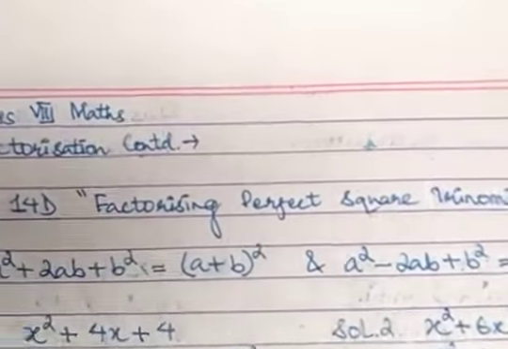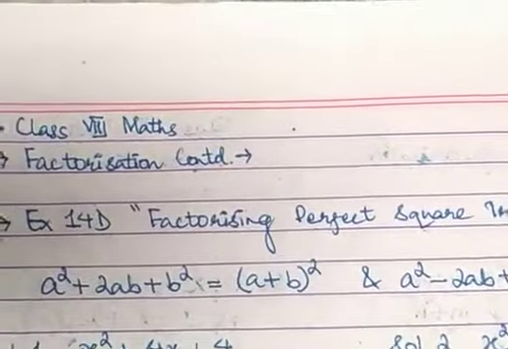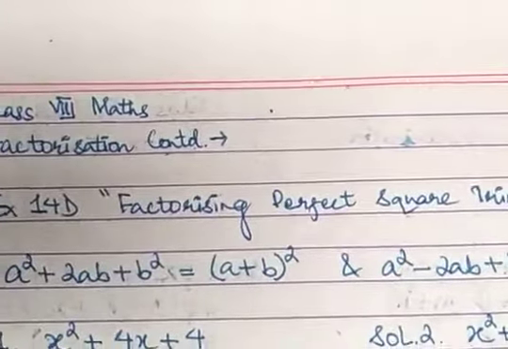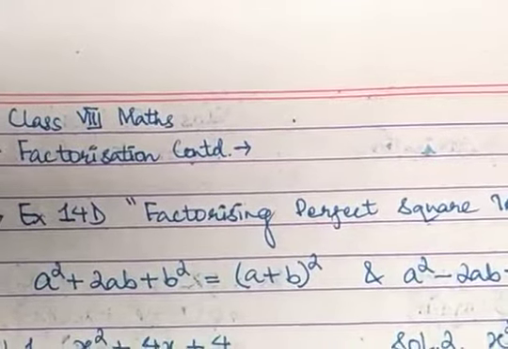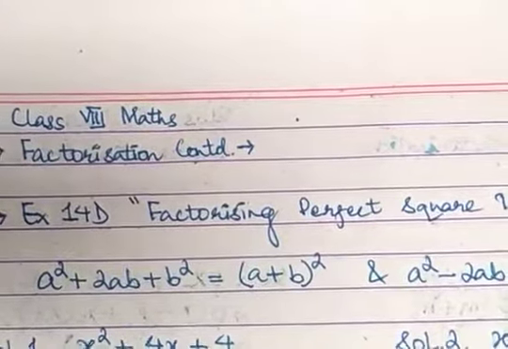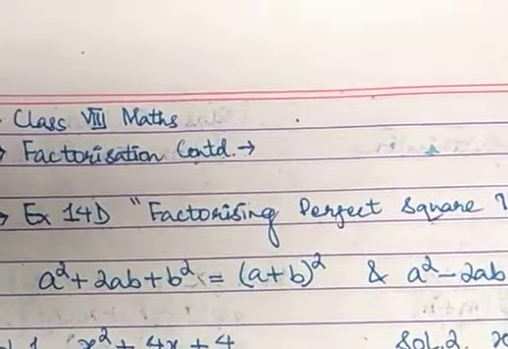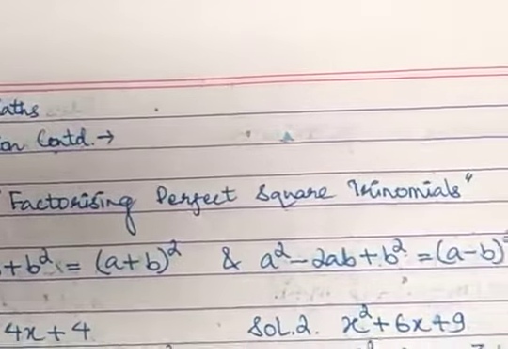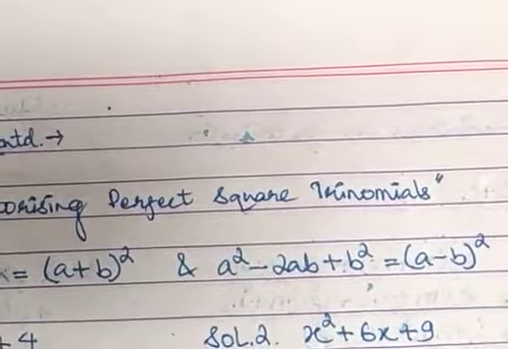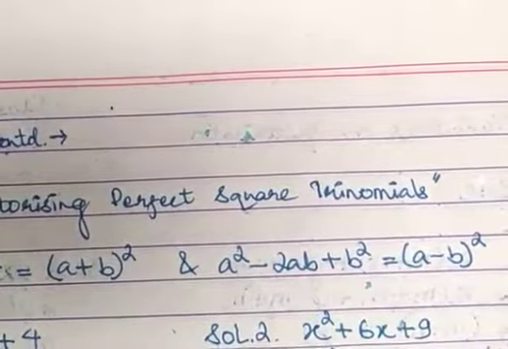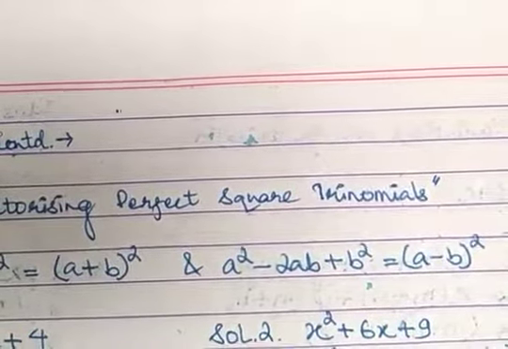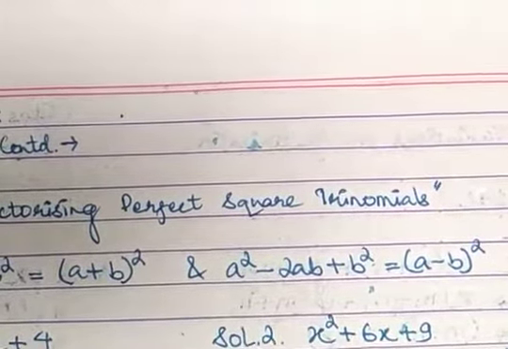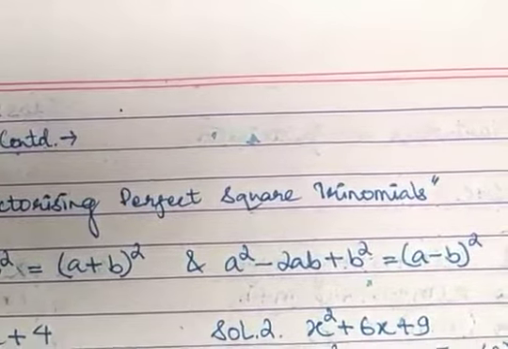Before going on to the topic, what I want you to know is, in this one we'll be using one of the identities of algebra, that is a square plus 2ab plus b square equals a plus b whole square, or a square minus 2ab plus b square equals a minus b whole square. You must be familiar with these two, because we have already done them in algebraic expressions, that is, algebraic identities.